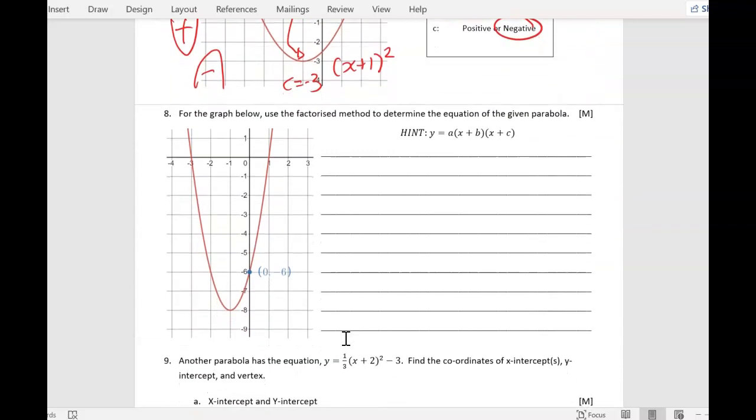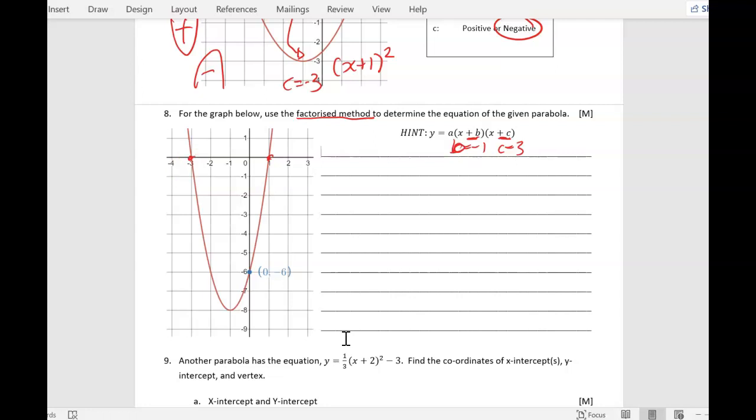We're now on to question 8. For the graph below, use the factorize method. So we've been specifically told which method to use. So definitely don't go near the vertex method here to determine the equation of the given parabola. So first steps, I always focus on b and c, and they relate to the x-intercepts. So b is going to be equal to -1, which is the opposite value, or the negative value of that. And then c is going to be +3, which is the opposite value of that negative intercept.